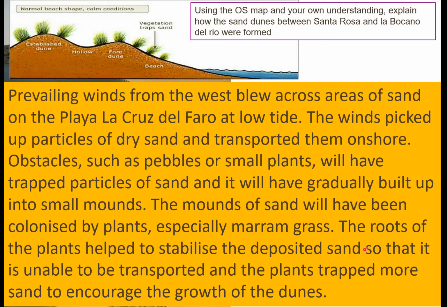That would be a four-mark question. We would have to talk about prevailing winds, the erosion, the transportation, and the deposition of sand, and then the growing of marine grass and dune succession.